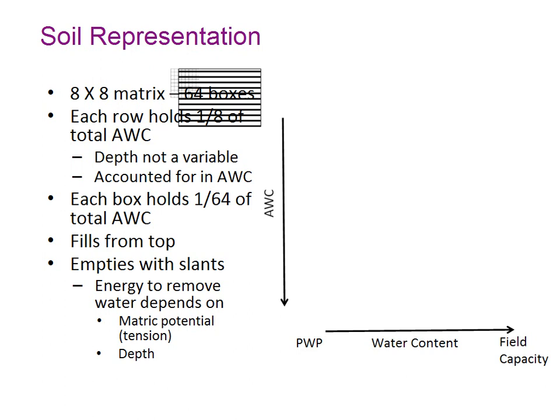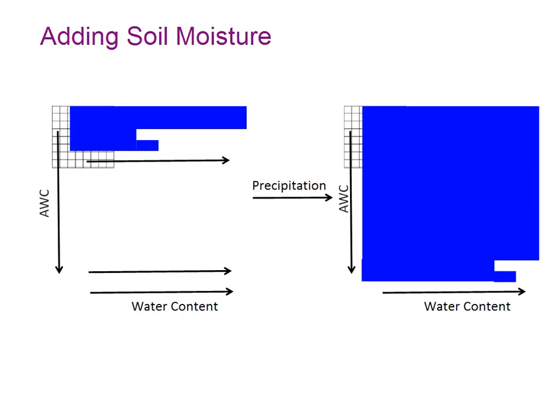The soil fills from the top. That would make sense. It empties with slants, as they call it in the model documentation. In other words, it doesn't empty from the top, it empties on a diagonal. It's based on the energy required to remove water, which is a function of both the matrix potential or tension and the depth of the box. And I'll show you some examples as to why.